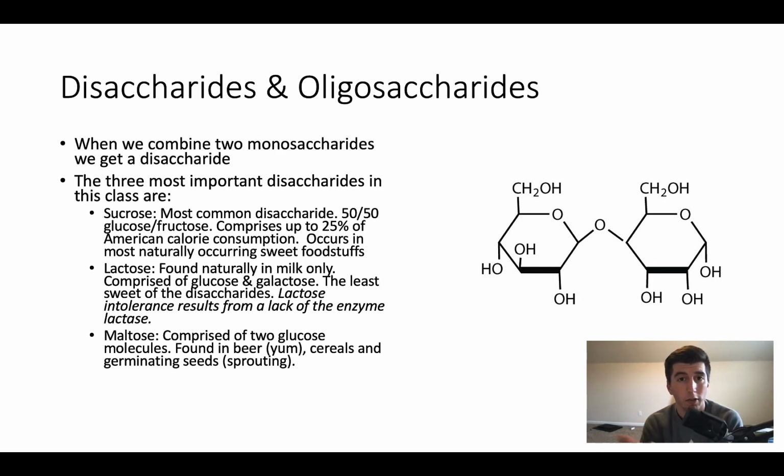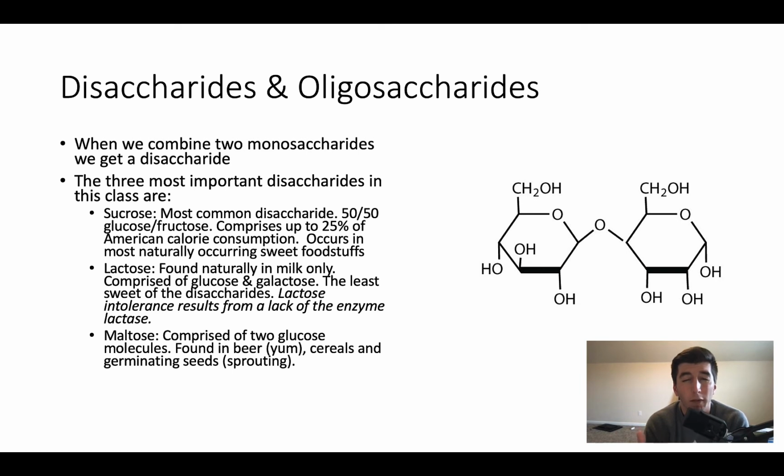So our disaccharides are just going to be two monosaccharides, right? Remember, di-sugar. It's going to be two sugars. So we can combine a couple of those monosaccharides to get a couple of different types of disaccharides. In general, the three most common and most important that you're going to run into are sucrose, lactose, and maltose. Sucrose, most common form of disaccharide. Think table sugar. It's a 50-50 blend of glucose and fructose. So one of the sugars is glucose. The other sugar is fructose, right?